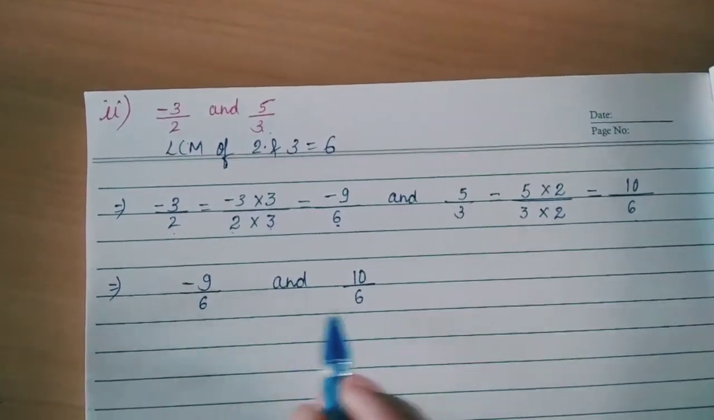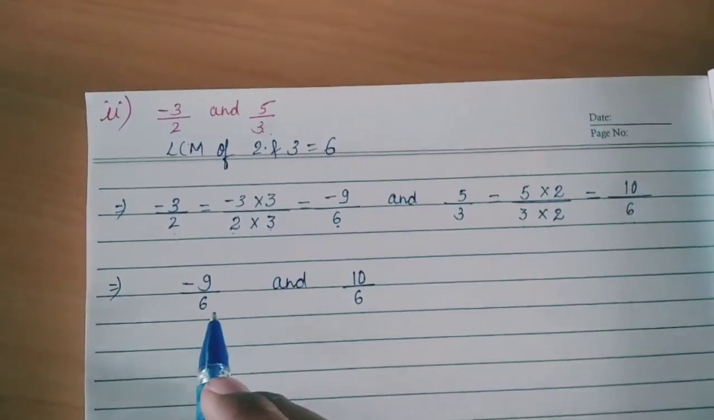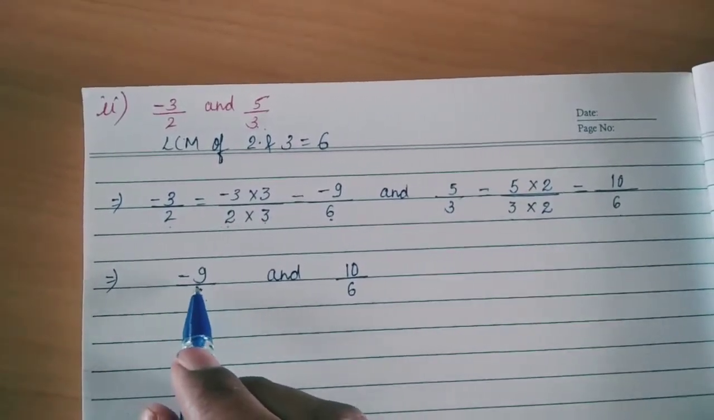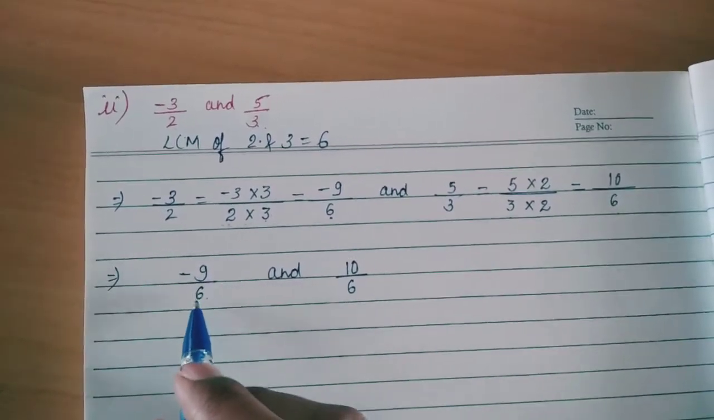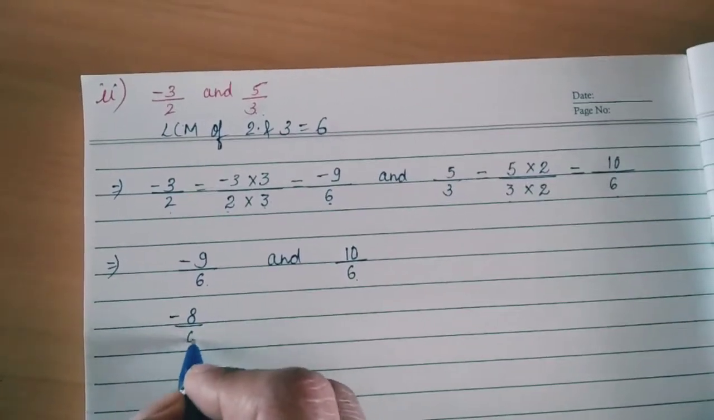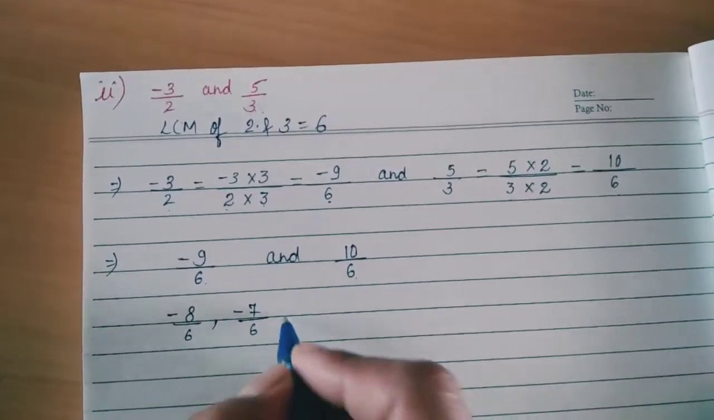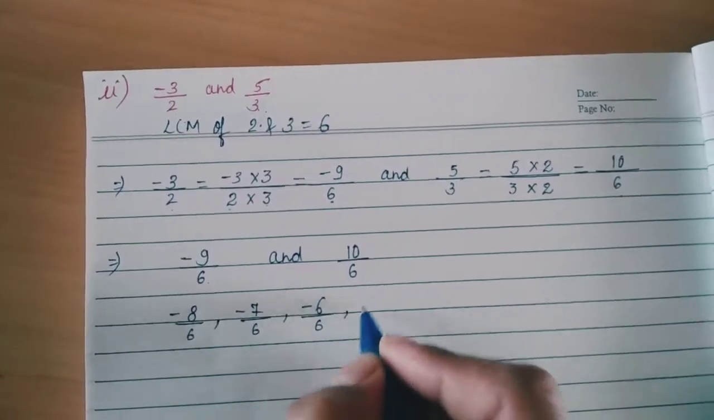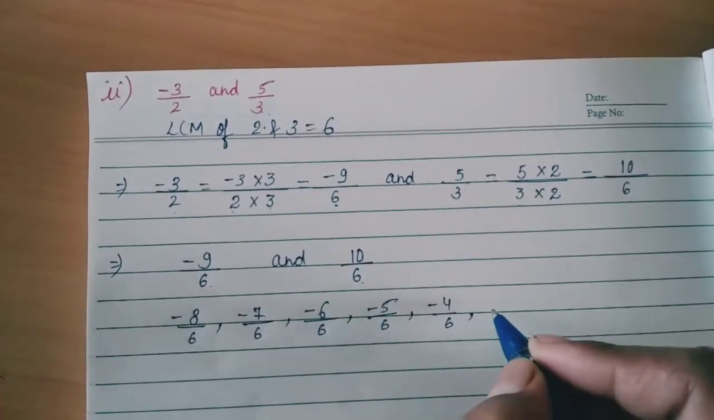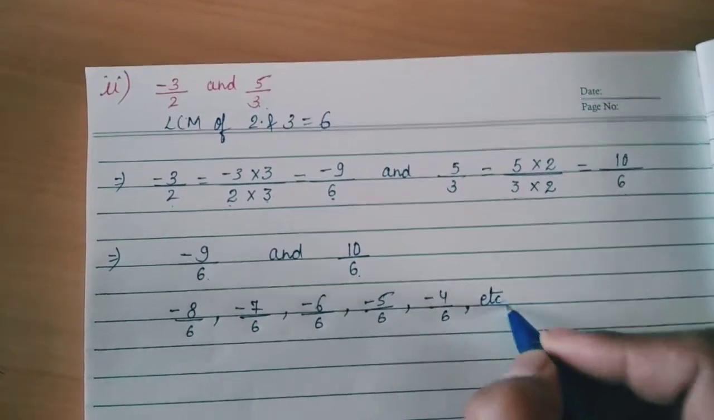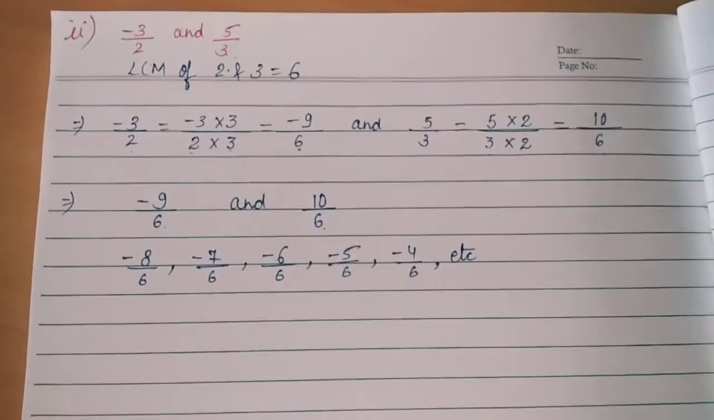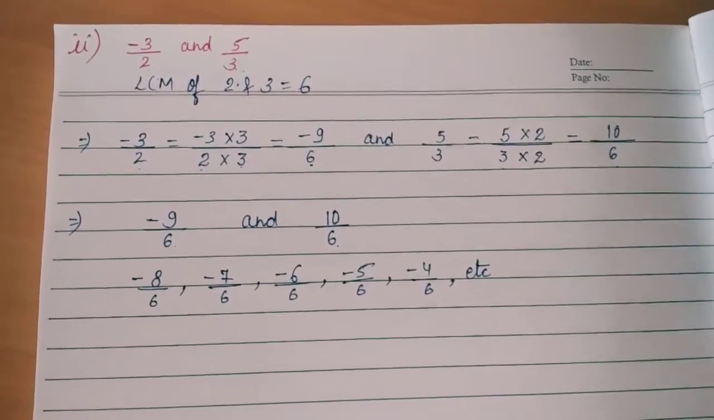Now we have the same denominator for both numbers. So we can simply write, in between minus 9 upon 6 and 10 upon 6, 5 rational numbers: minus 8 upon 6, minus 7 upon 6, minus 6 upon 6, minus 5 upon 6, minus 4 upon 6. In this manner we go on continuously, that's why we write etc. These are the 5 rational numbers in between minus 3 upon 2 and 5 upon 3.